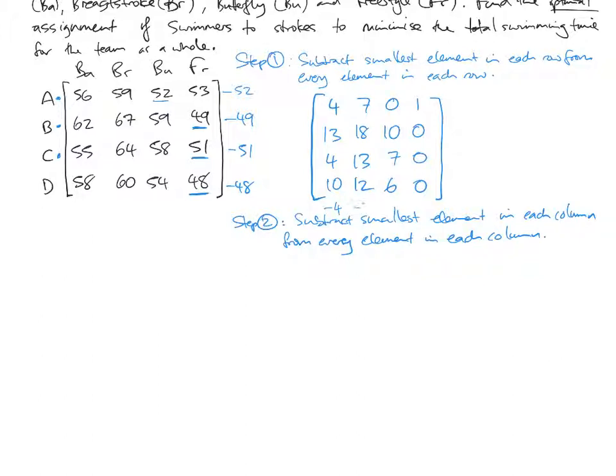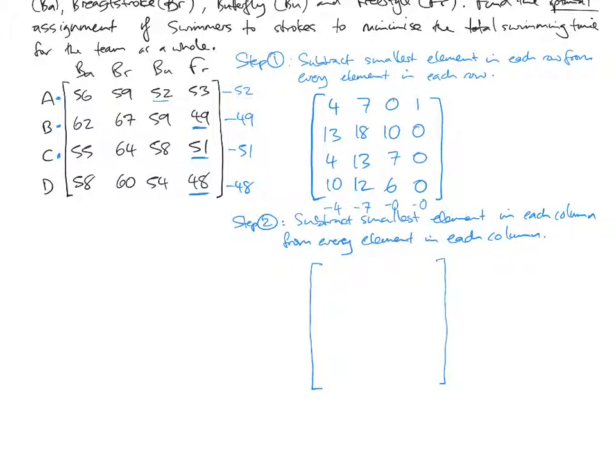In the second column, I'm going to be taking 7. I'm going to be taking 0, so nothing happens in the third column. I'm also going to be taking 0 in the last column, so nothing happens in that. So the result matrix for step 2.